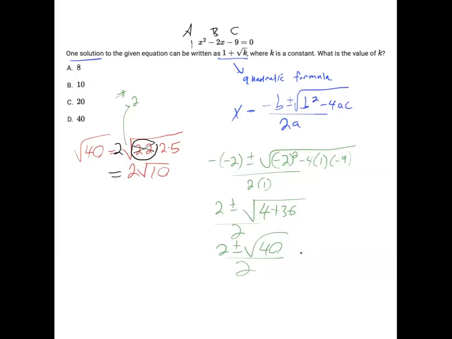So if we rewrite that, 2 plus and minus 2 root 10 all over 2, that's a game changer, because now every piece of this has a factor of 2, and you can divide them all by 2, and you'll get 1 plus and minus root 10 all over 1, which doesn't even need to be written because any number is itself over 1. And now it matches what they gave us, 1 plus root k, 1 plus or minus root 10. So 1 plus root 10 is one of the solutions, and the thing under the radical, the k, is 10.